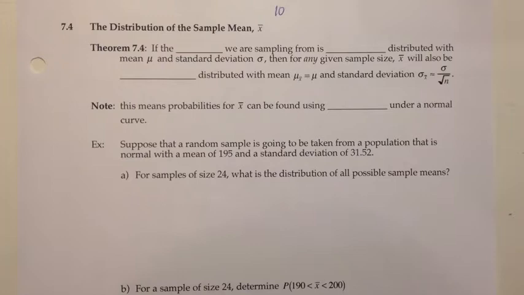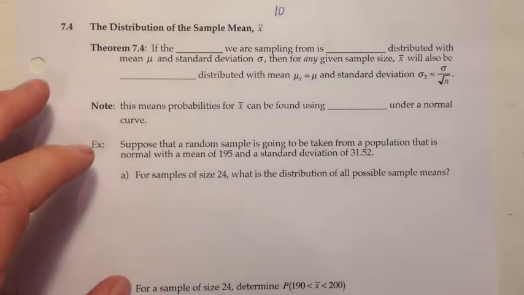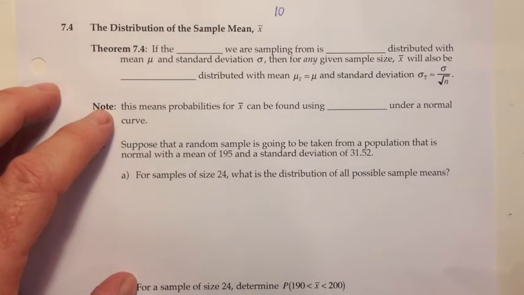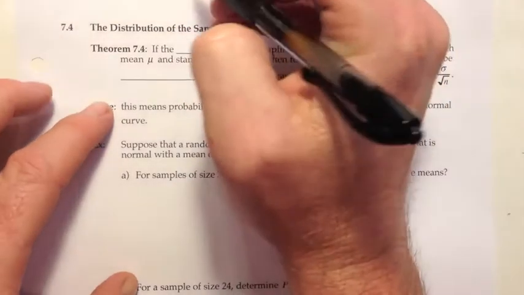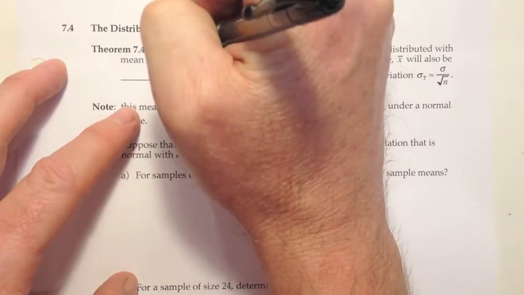The first one is Theorem 7.4, and it says that if the population we're sampling from is normally distributed with a mean of mu and a standard deviation of sigma, then for any given sample size, x bar will also be normally distributed with mean mu of x bar equals mu and a standard deviation sigma x bar equals sigma over root n.